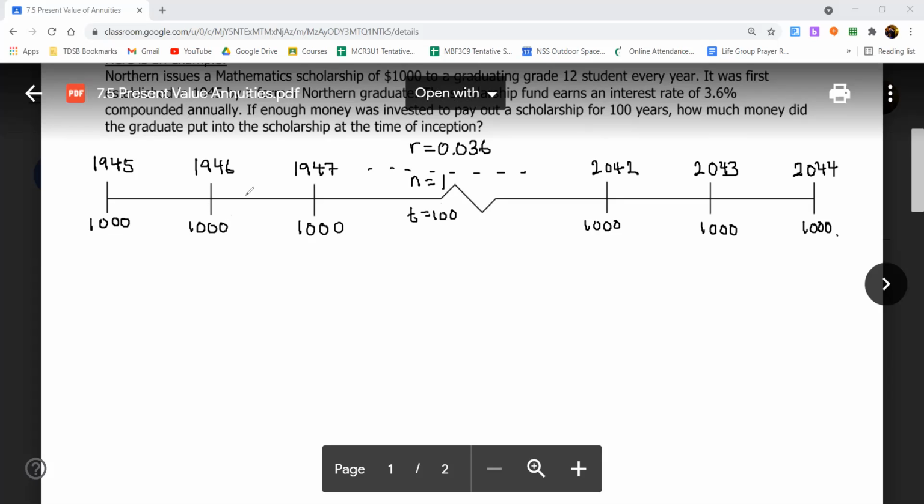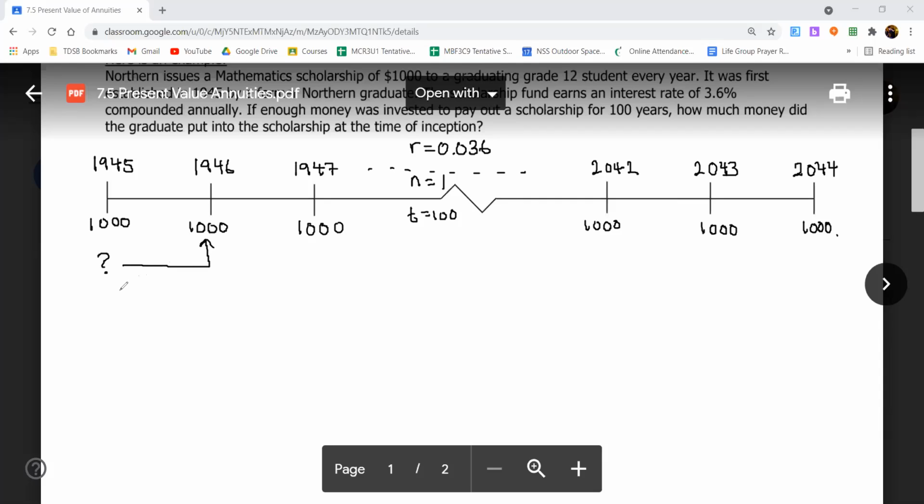So here's the part that makes this different from future value. Let's pretend it's 1945. In 1945, I need $1,000 right now. But 1946 is a year away. If I need $1,000 for next year, how much do I need now for it to grow 1 year to become 1,000?